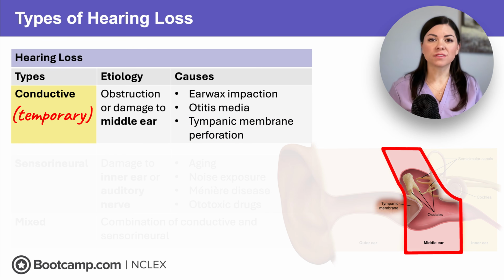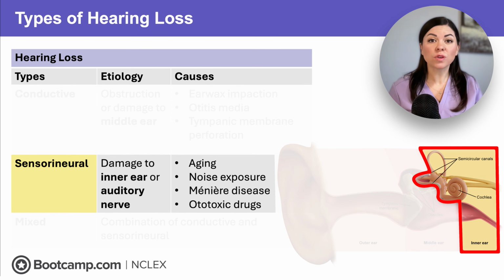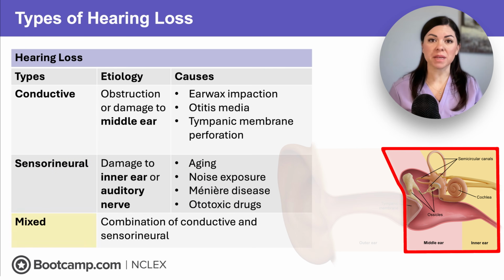Remember, although conductive hearing loss typically resolves when the underlying cause is treated, sensorineural hearing loss is permanent. And that's because this is damage to the inner ear or auditory nerve from aging, noise exposure, Ménière disease, or even ototoxic drugs like furosemide. And clients can even have mixed hearing loss, which is a combination of both.